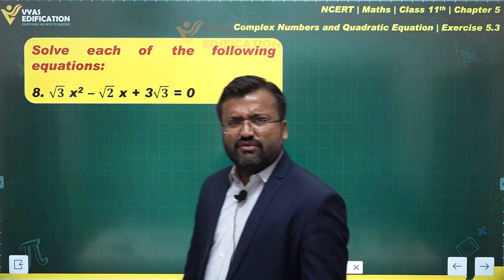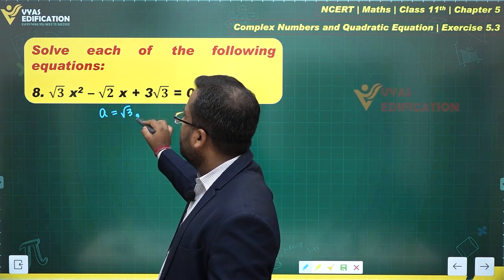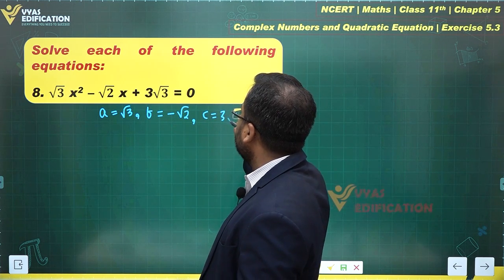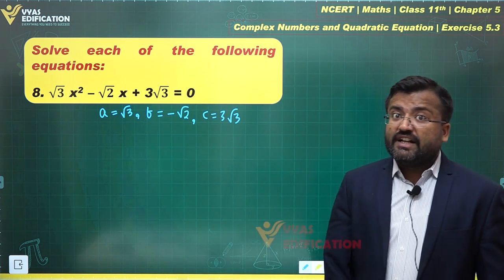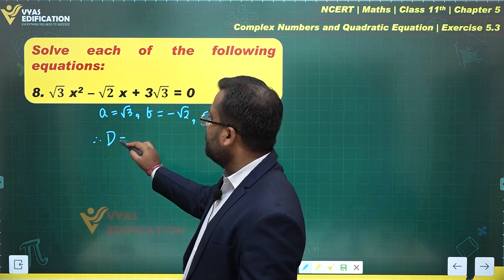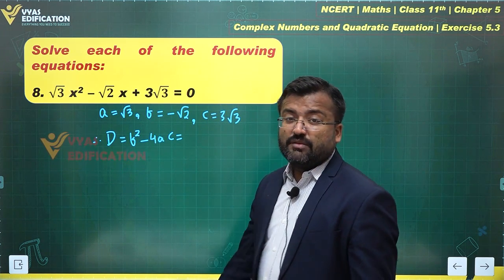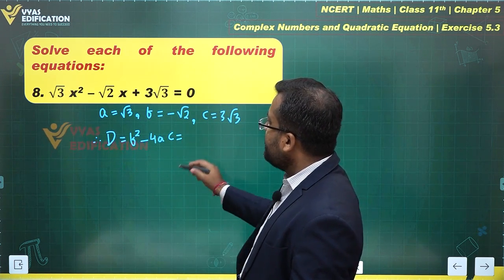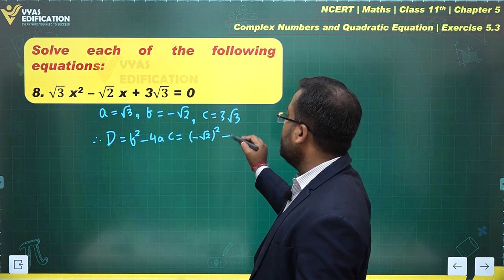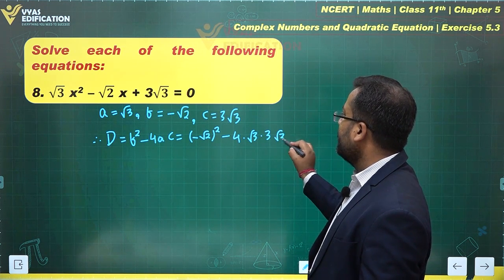Is it very special? No, it is also simple. The value of a is root 3, the value of b is minus root 2, and the value of c is 3 root 3. Once you have noted these three values, we are simply supposed to find D, which is b square minus 4ac first. Discriminant. Discriminant is b square, which is minus root 2 square minus 4 times a times c.